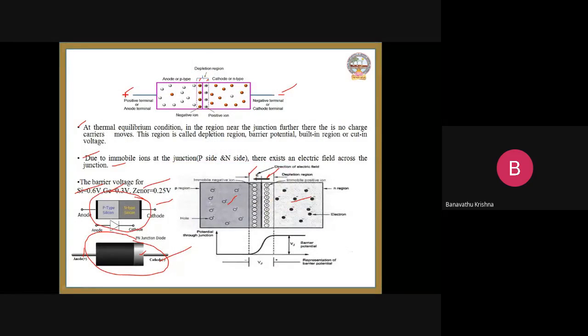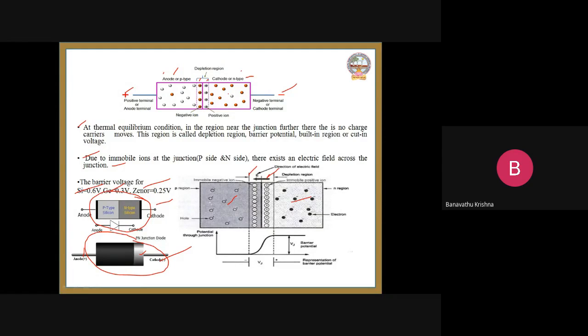Here, the electric field is generated. Due to the electric field, the minority charge carriers move from the N side to the P side, and the minority charge carriers from the P side move to the N side. This current is nothing but drift current. And due to the concentration gradient, there is also some current generated. That current is nothing but diffusion current.